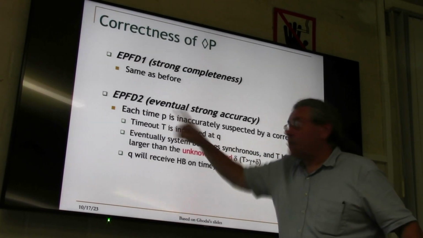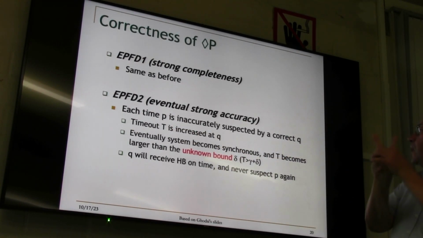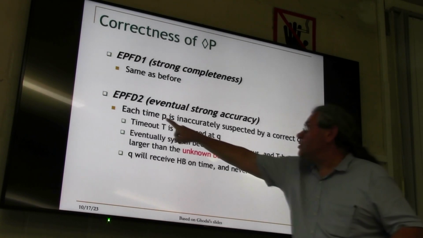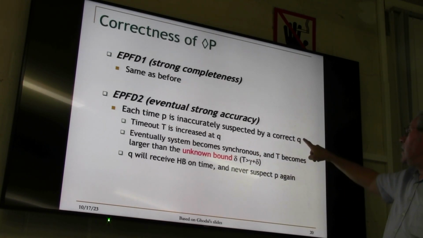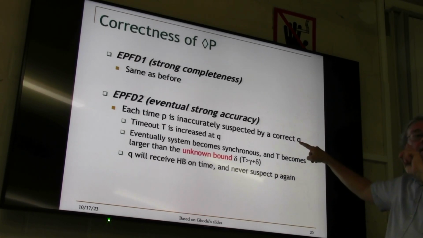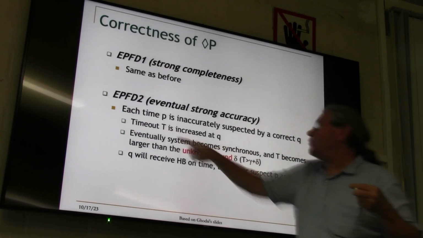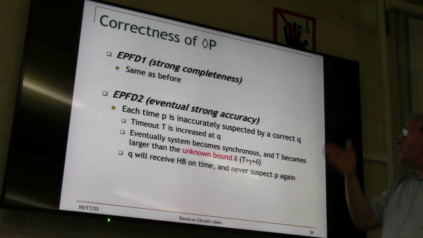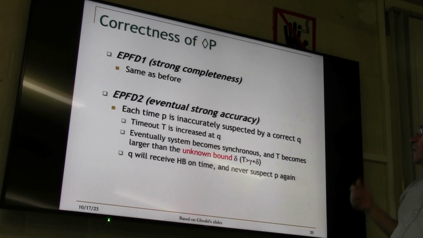Okay. There's actually two things that have to happen. Let's say I suspect P by Q. Q suspects P, but it's incorrect, so it receives the heartbeat and increases the timeout. So the timeout keeps increasing. Now two things happen.